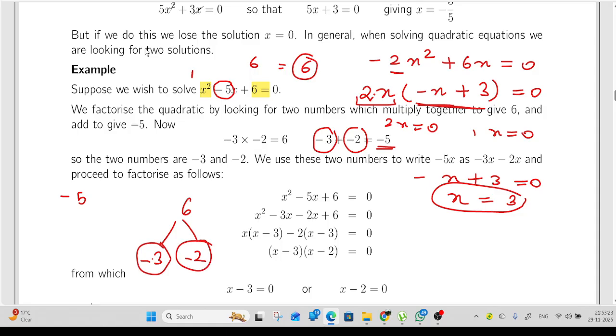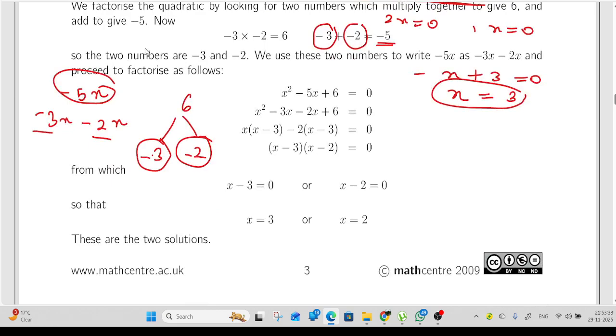So we can use these two numbers to write negative 5x. We can write negative 5x as negative 3x and negative 2x, right? We can split this into these two. So this is my question, x square minus this. You can notice this term we have written as negative 3x and negative 2x. Now from the first two terms, x is common, so we take it out. Only x minus 3 is left inside the parenthesis.